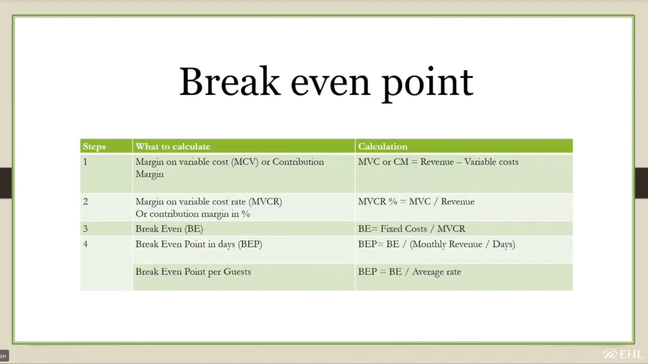Now, break-even point. So the marginal variable cost, or contribution margin, is the revenue minus the variable costs. That's what you calculate first. And I would suggest, if you're not sure how to calculate this, copy that on a piece of paper. It's on EHL Recap, the presentation, so you can copy it from there and put it on a cheat sheet as a quick reminder, so you know how to do it in the exam if you have to. So revenue minus variable costs, which should be given to you.